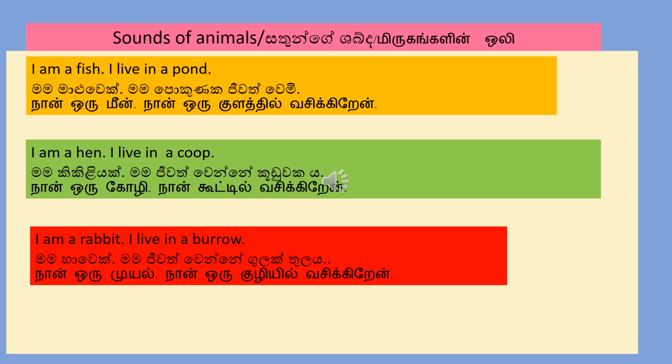I am a fish. I live in a pond. I am a hen. I live in a coop. I am a rabbit. I live in a burrow.